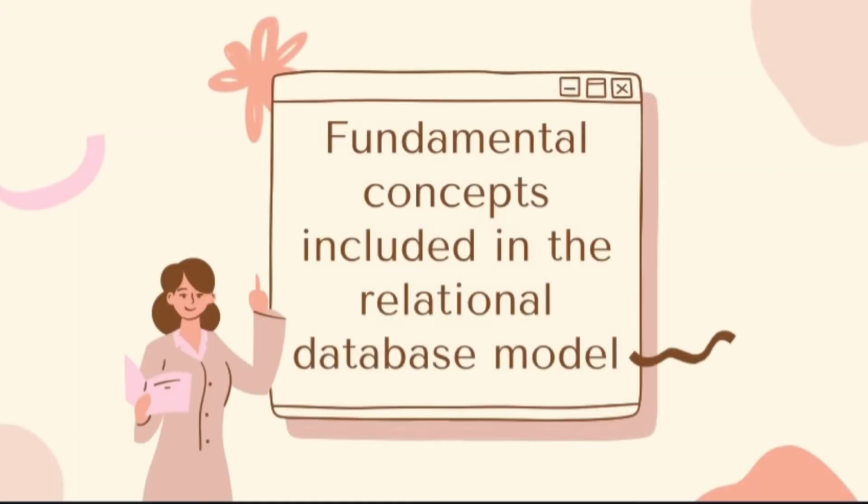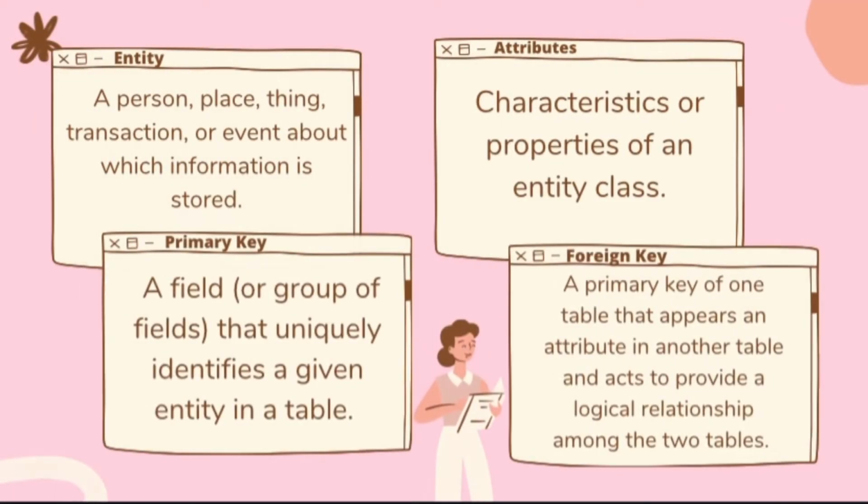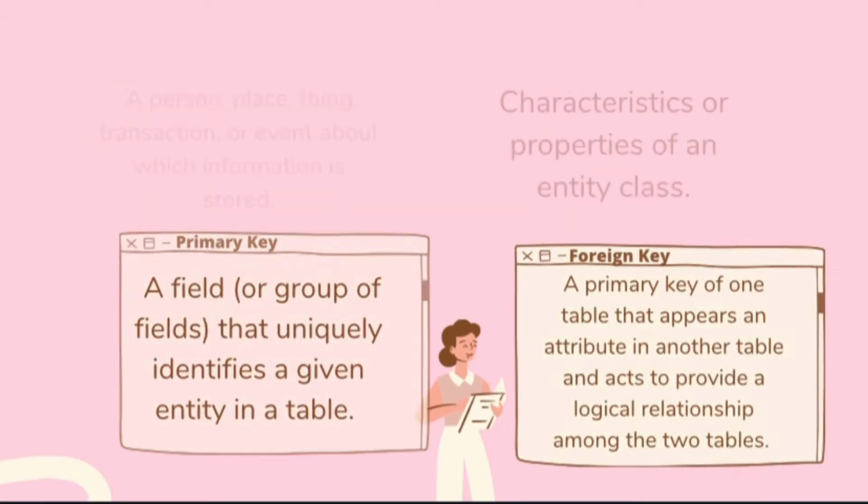I will move to fundamental concepts included in the relational database model. The first one is entity, a person, place, thing, transaction, or event about which information is stored. The next one is attributes, characteristics or properties of an entity class. The third one is primary key, a field or group of fields that uniquely identifies a given entity in a table. And the last one is foreign key, a primary key of one table that appears as an attribute in another table and acts to provide a logical relationship among the two tables.